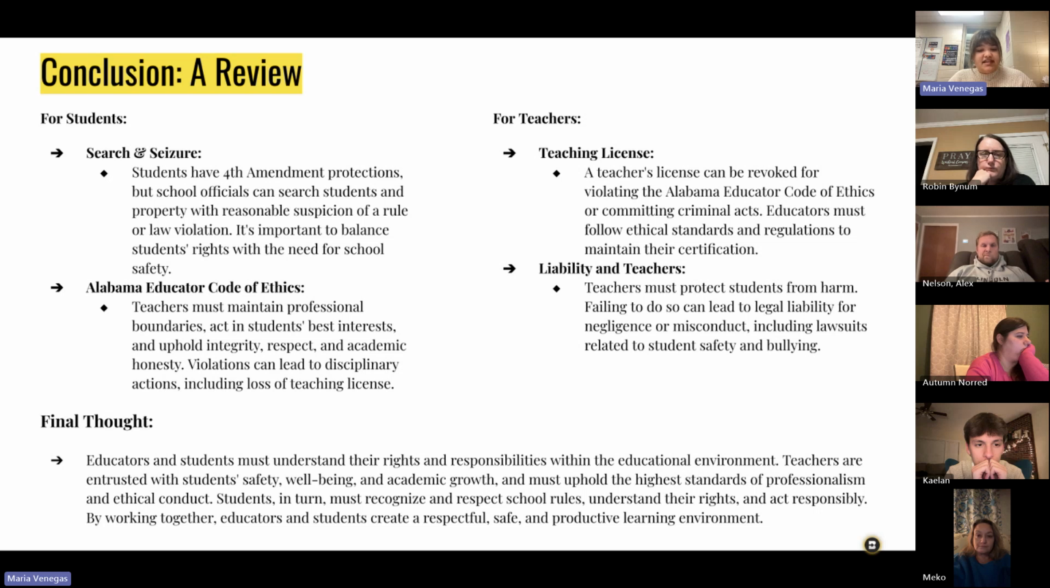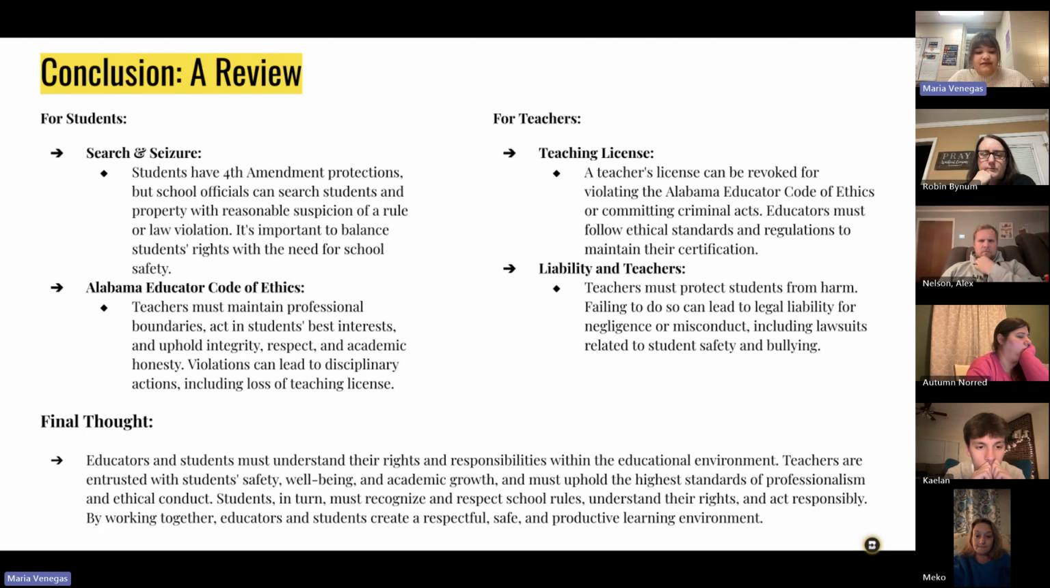For teachers, maintaining professionalism under the Alabama Educator Code of Ethics is critical. Educators must follow ethical standards and maintain certifications. Teachers also carry the responsibility of protecting students, as negligence can result in serious legal consequences.